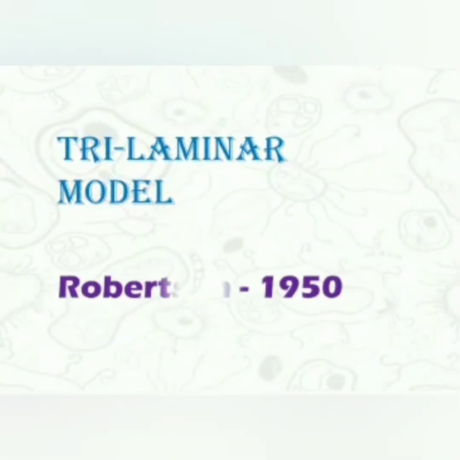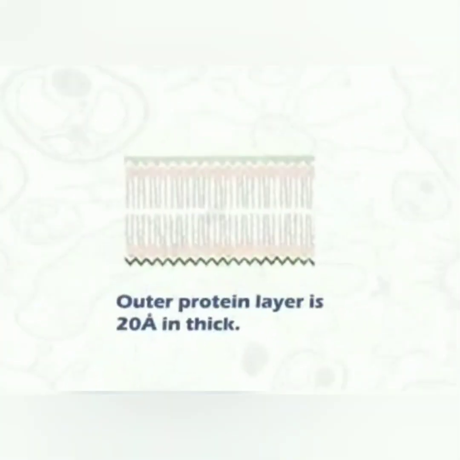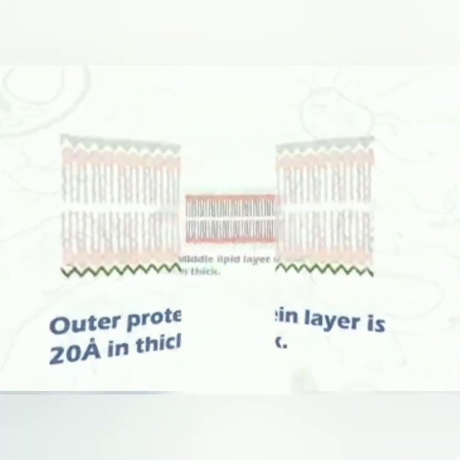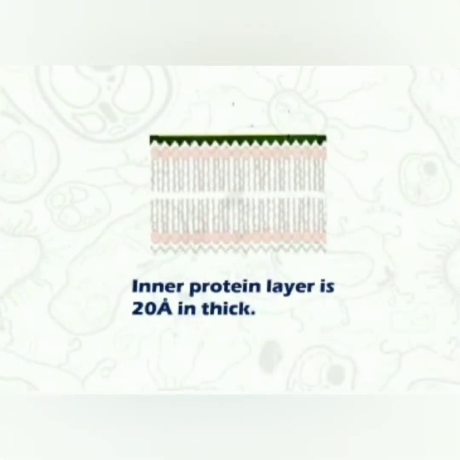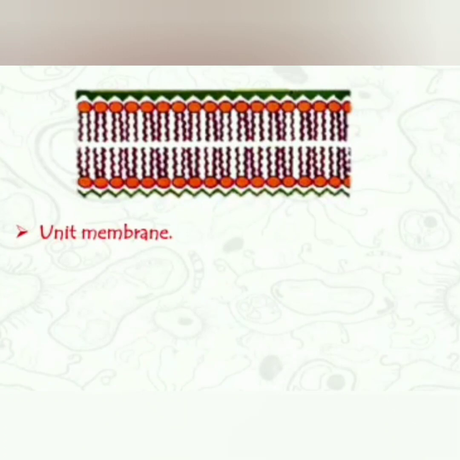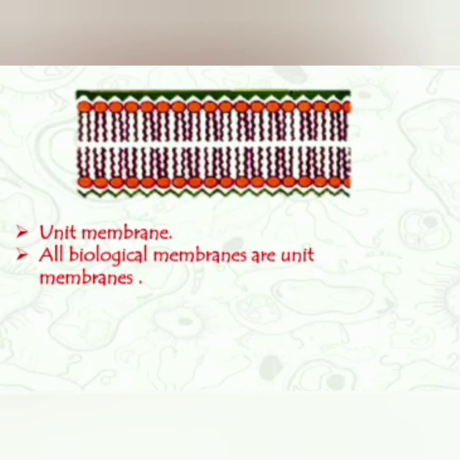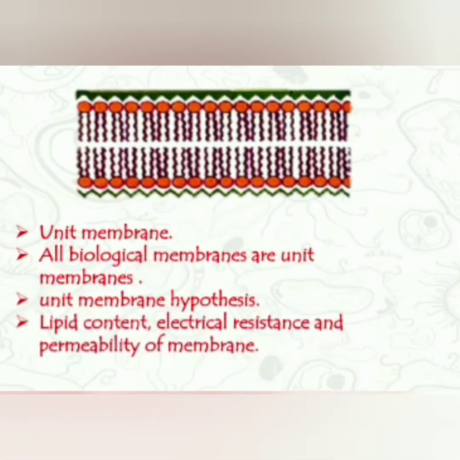Trilaminar model. Trilaminar model was proposed by Robertson in the year of 1950. According to this model, plasma membrane is formed of three layers. Outer protein layer is 20 Angstrom in thick, middle lipid layer is 35 Angstrom in thick, and inner protein layer is 20 Angstrom in thick. It is also called as unit membrane. According to Robertson, all biological membranes are unit membranes, and this concept is called unit membrane hypothesis. This model explains the lipid content, electrical resistance and permeability of membrane.